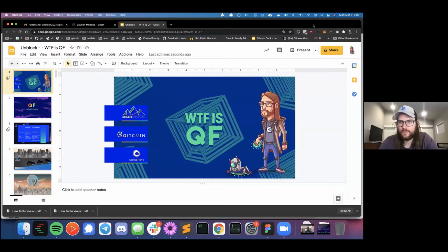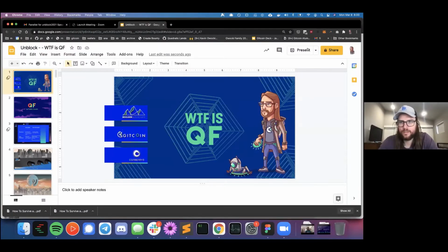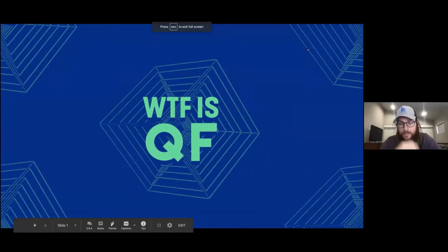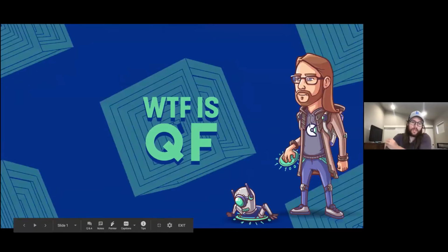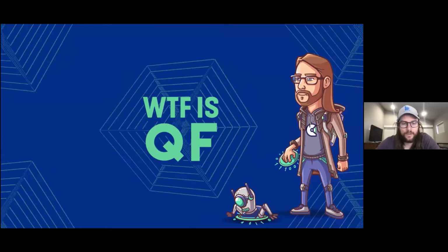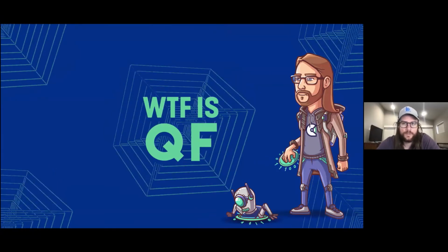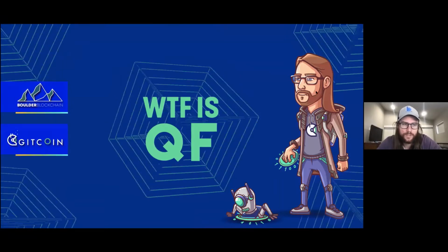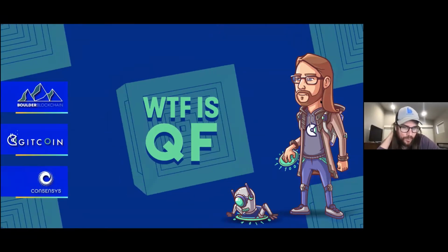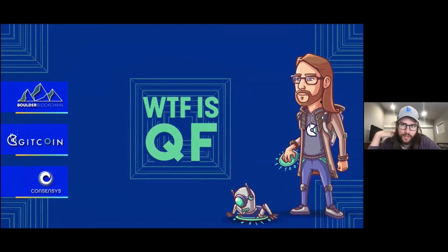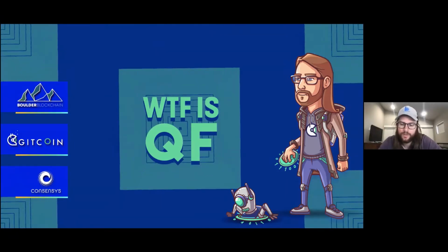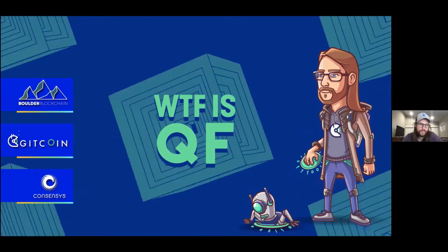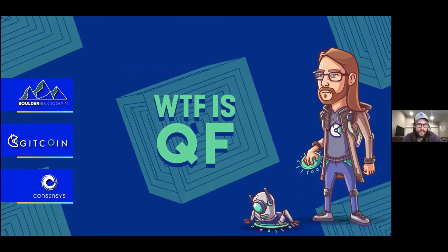Hi everyone, my name is Kevin Owocki and I am presenting about quadratic funding, and WTF is quadratic funding. You may know me as the founder of Gitcoin, which is a place where you can get coins if you're a software engineer in the blockchain space. I'm also a member of the Boulder, Colorado crypto community, and Gitcoin is proudly funded by Consensus. So thank you to Joe and Consensus for believing in Gitcoin before anyone else did.